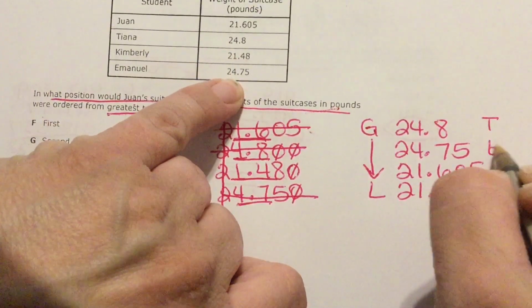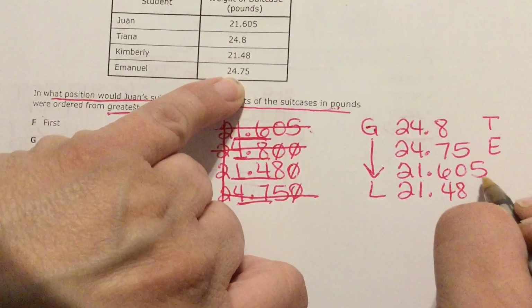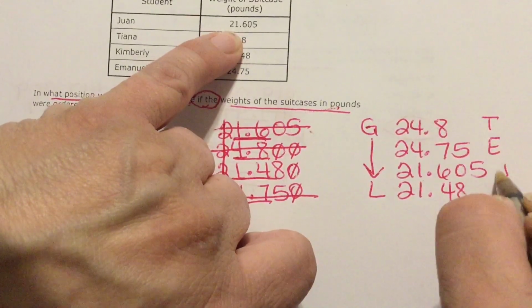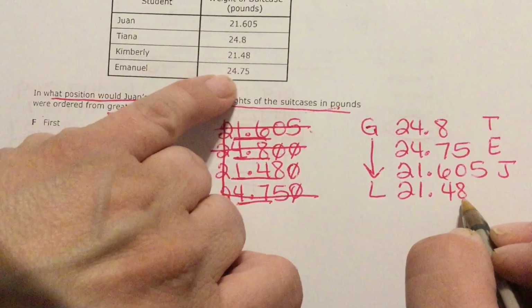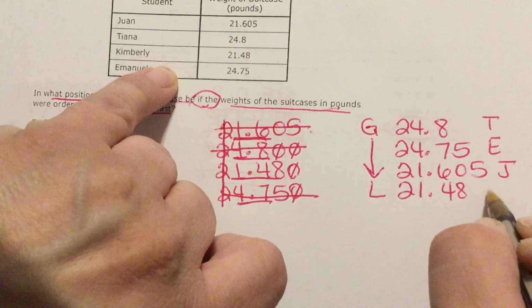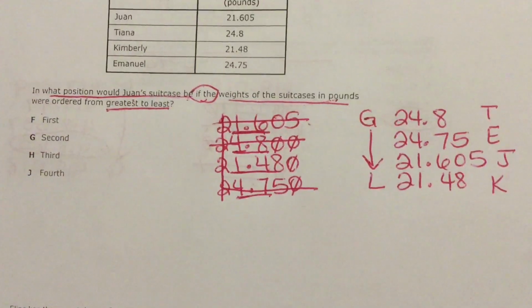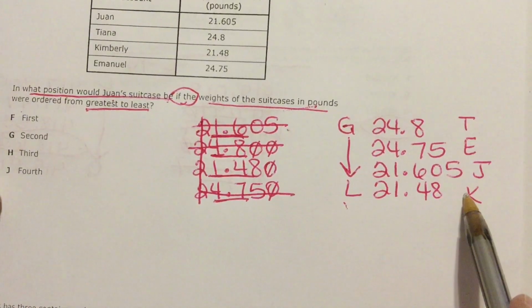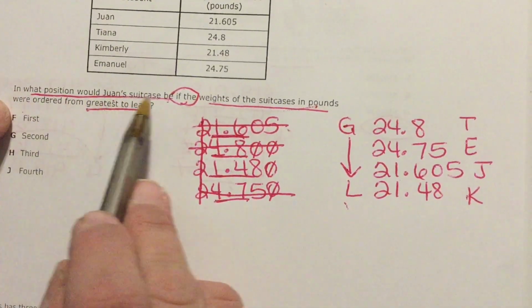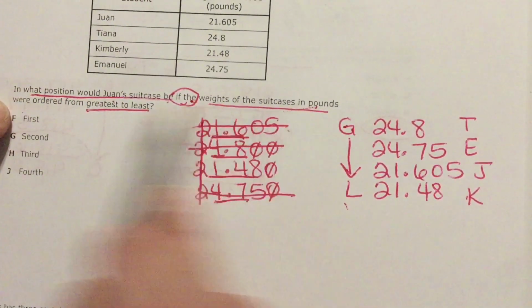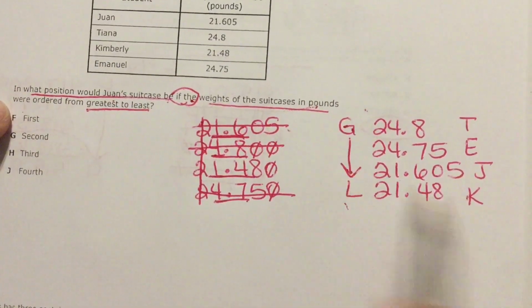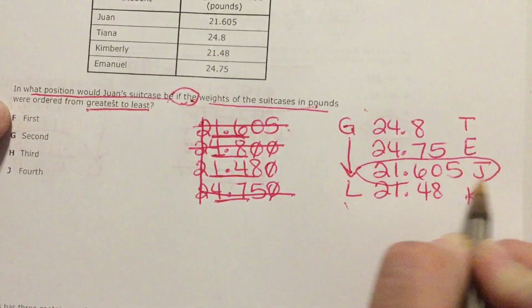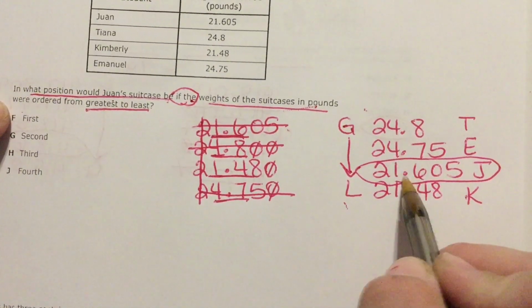24.75 was Emmanuel. 21.605 is Juan. And 21.48 was Kimberly. So if you're looking at this from greatest to least in order, in what position would Juan's suitcase be if the weight of the suitcases in pounds were ordered from greatest to least? Here's Juan's. First, second, third.